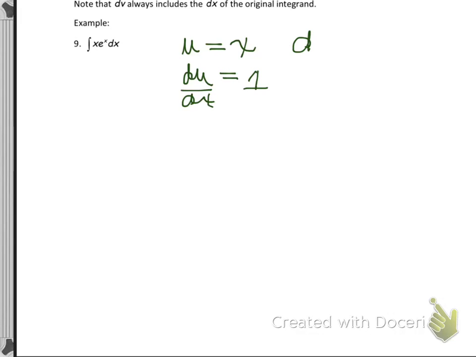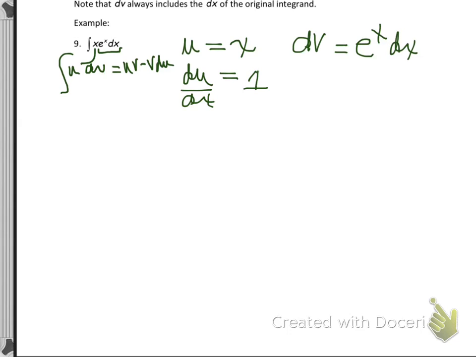Now, what is our dv? Our dv will be e to the x dx. Okay, just a little explanation. This x is our u. This e to the x dx is our dv. So we're taking the integral of u dv, and that will be u times v minus the integral of v du. That's what's coming.